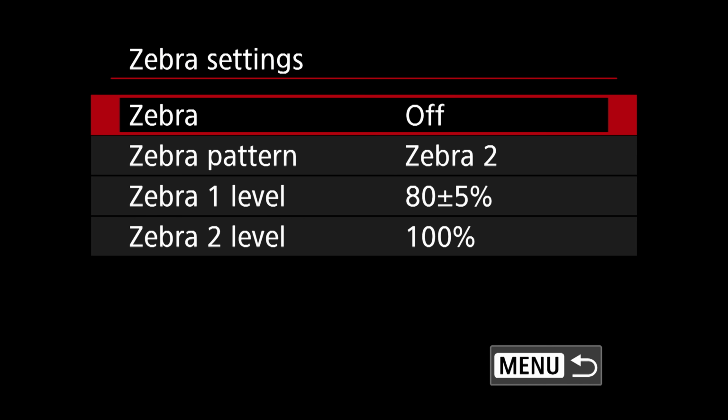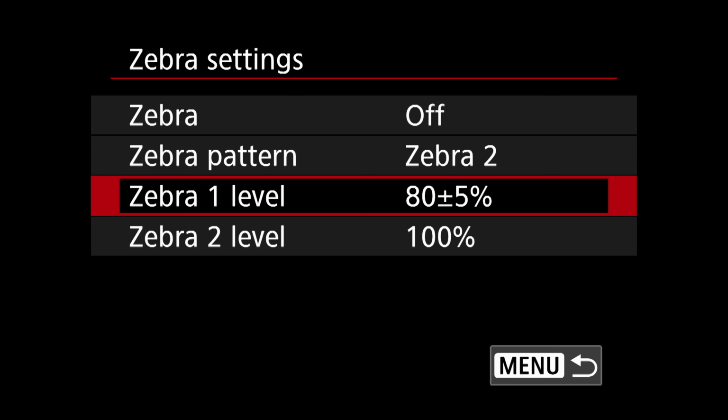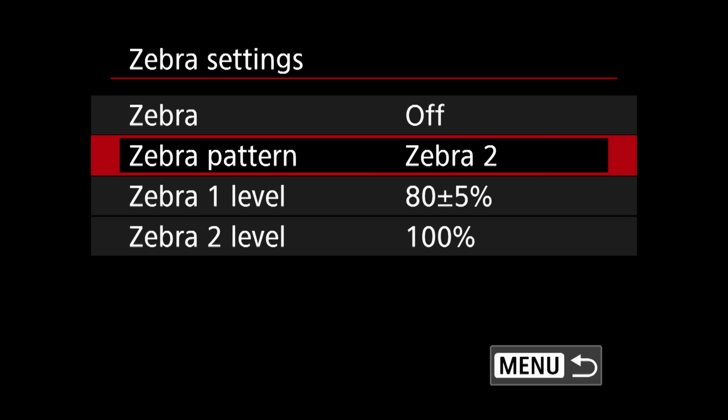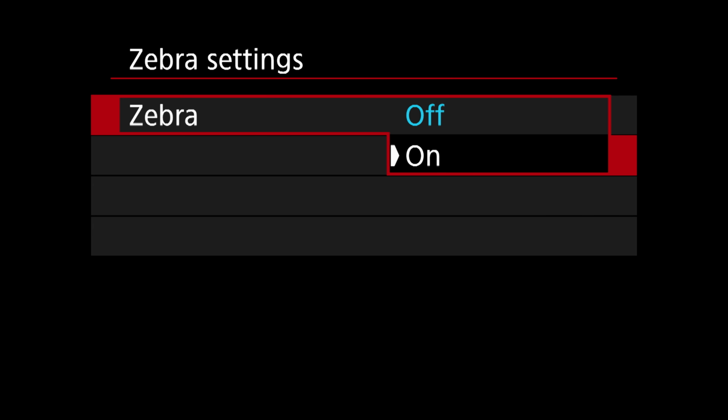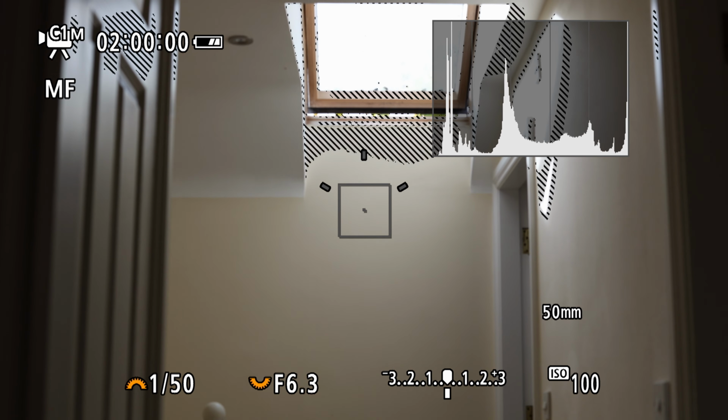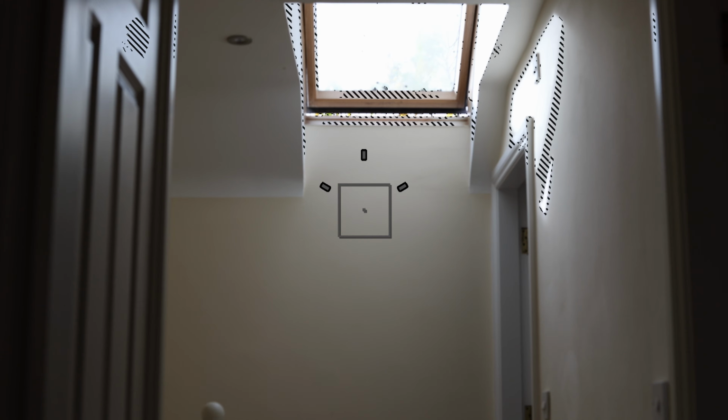Zebras. And you've got 2 zebra levels, so you can set one for, let's say, zebra's coming on when someone's face is correctly exposed, and you can set the other one to when the highlight's blown out. So I've got zebra level 1 set to 80%. It's always plus or minus 5%. So you pick zebra 1, put your zebras on, and then get rid of that info.